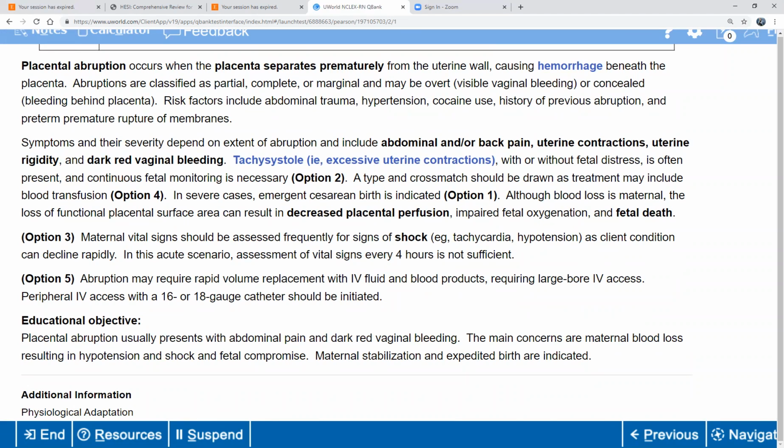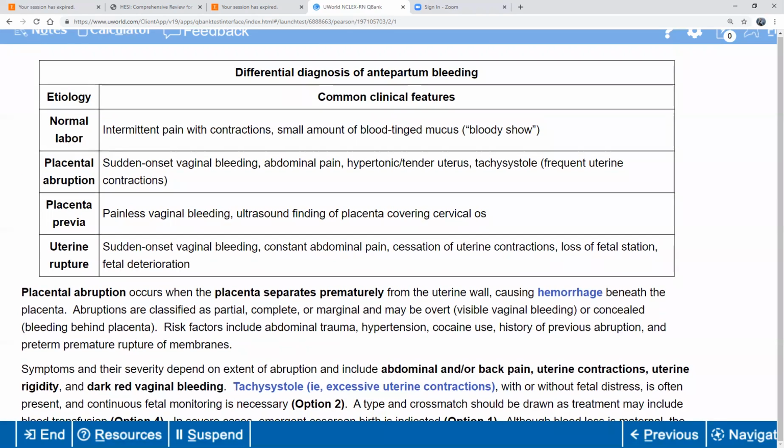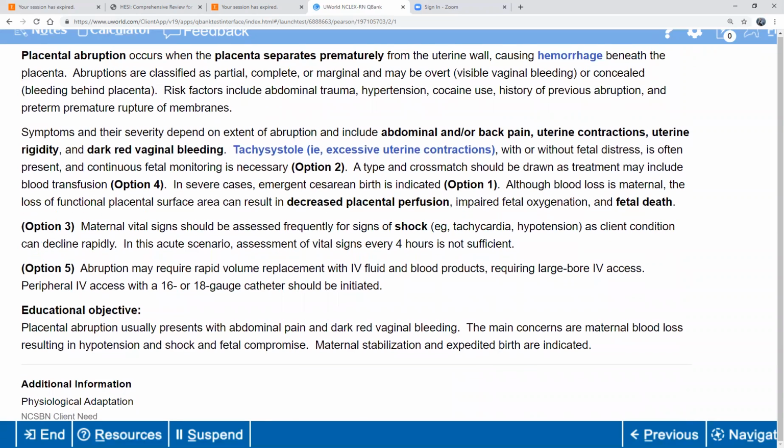Okay, so look at your antepartum bleeding topics first. Those are the different ones: placenta previa, uterine rupture, placental abruption. Now you're looking at placental abruption, what happens, and what you have to be prepared for.